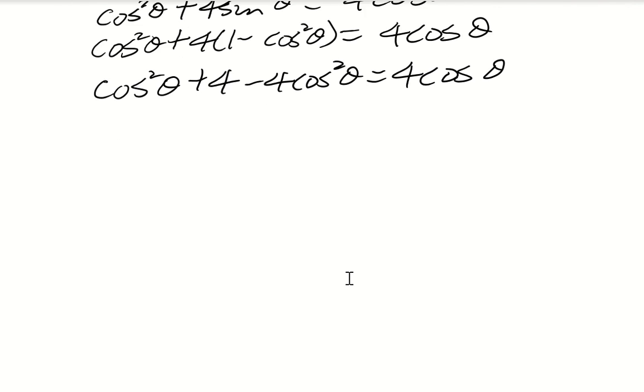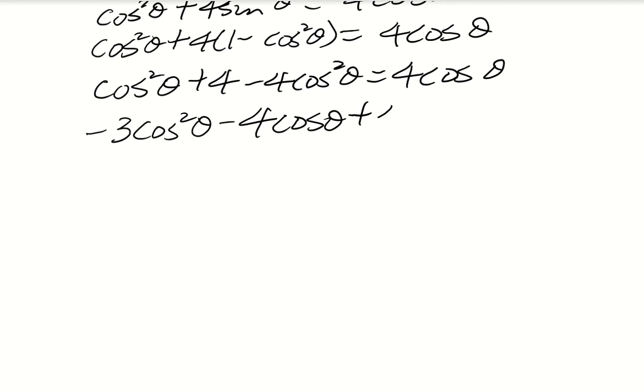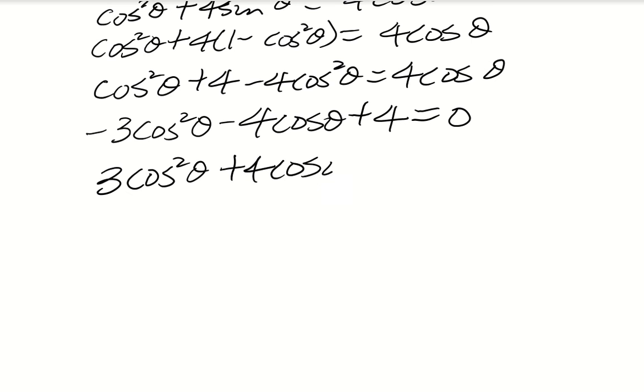And you will have minus 4 plus 1, minus 3 cos square theta. The positive term moved to the left hand side becomes a negative term, plus 4 equals 0. Therefore, as we said, we want this term to be positive. I'm going to multiply by minus 1 everywhere. So I get 3 cos square theta plus 4 cos theta minus 4 equal to 0.